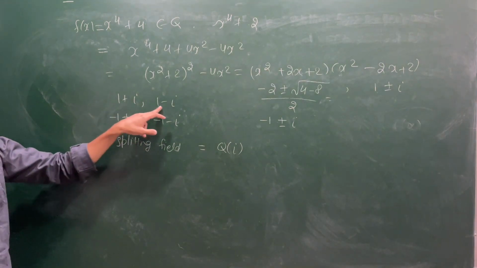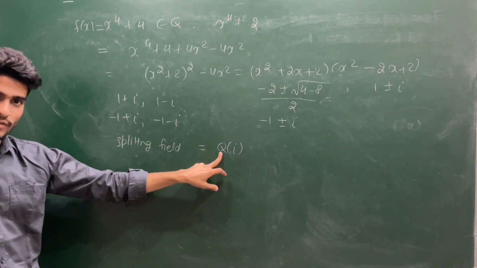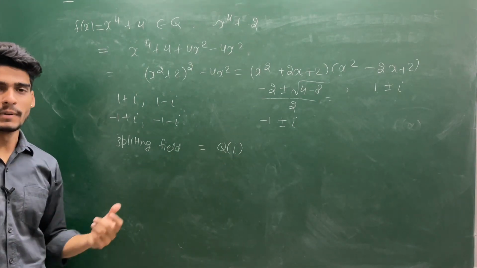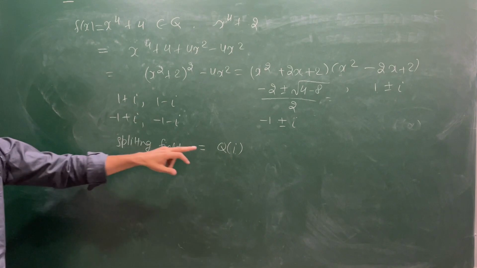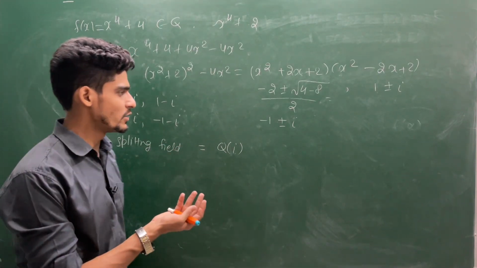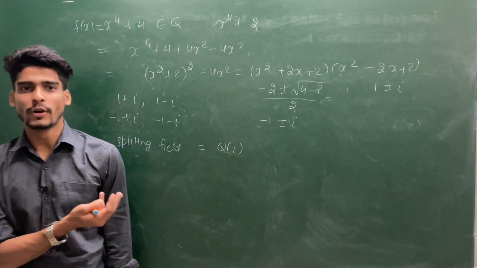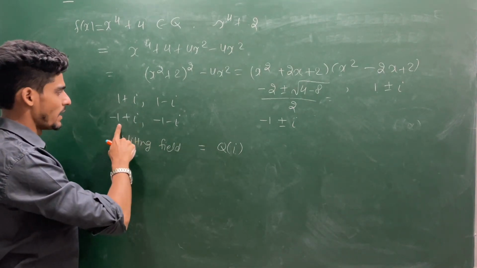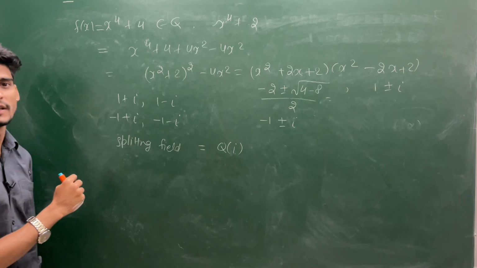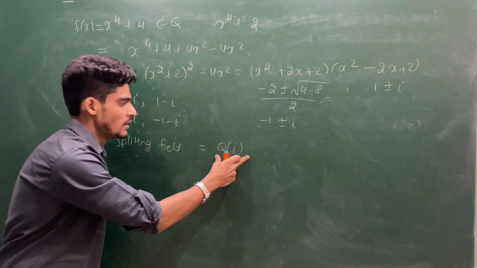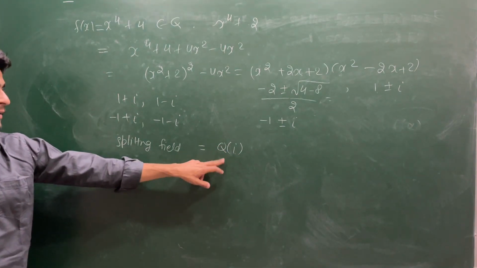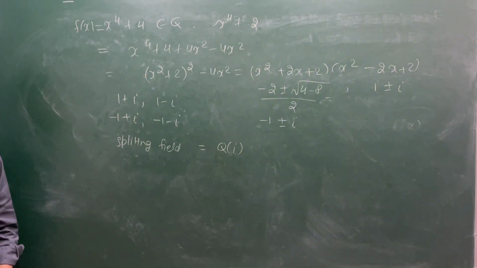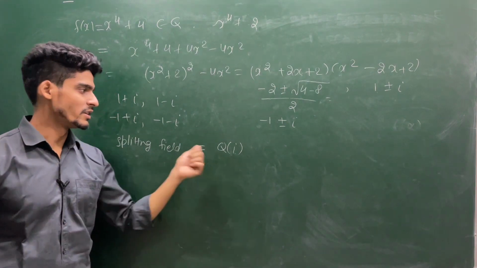Your roots are 1 plus iota, 1 minus iota. Q contains 1, Q adjoint iota contains iota. So if you take 1 plus iota, that will be there, because you are in a field. You can add elements, you can subtract elements, and you can divide if the quotient is defined. So 1 plus iota is there, 1 minus iota is there, minus 1 plus iota is there, and minus 1 minus iota is there. So you can say this is the smallest extension of Q containing every root of this polynomial. So this is Q adjoint iota.